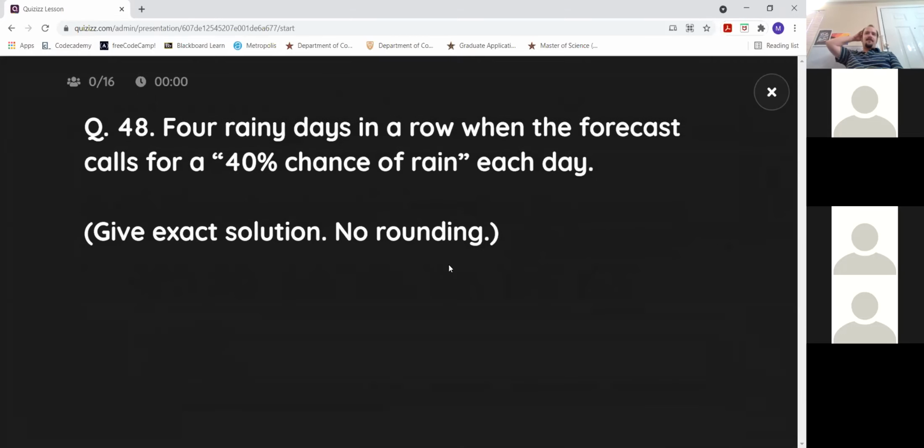4 rainy days in a row when the forecast calls for a 40% chance of rain each day. If it rains today, is it going to affect whether it rains tomorrow? No, it's still going to be a 40% chance tomorrow. It's raining 4 days in a row. Yes. And I gave this one in a decimal. Since they're doing 40%, it's just easier to give this one in a decimal.